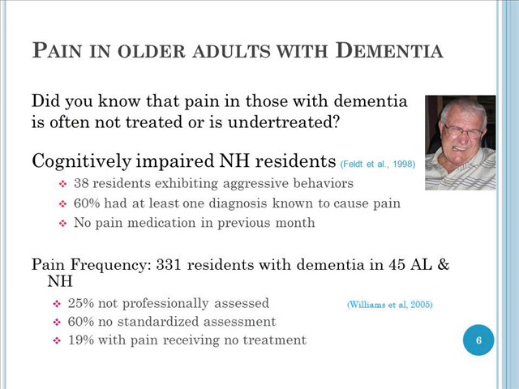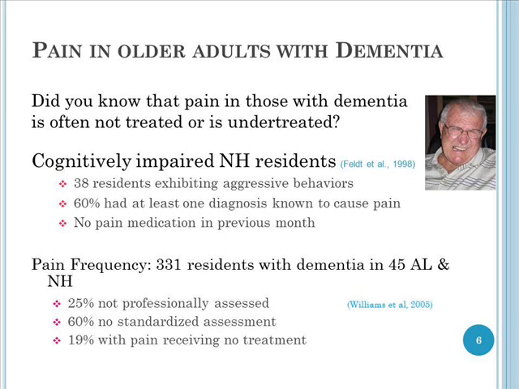In dementia, it's often thought that pain is less or it's not recognized and it's not treated. And a couple of studies on this slide illustrate that point. A study of nursing home residents, of 38 residents that had aggressive behavior. So they were combative, hitting out, resisting care. 60% of those residents had a diagnosis that we know causes pain, yet none of them were receiving any pain medication in the prior month.